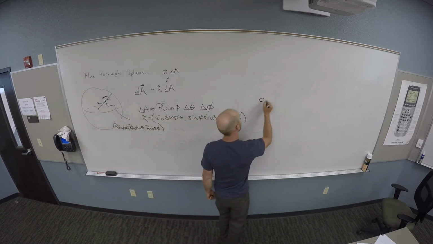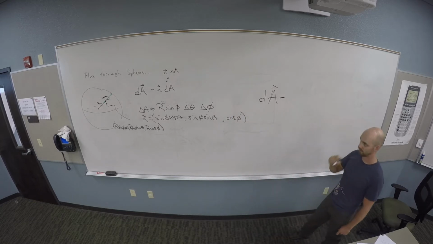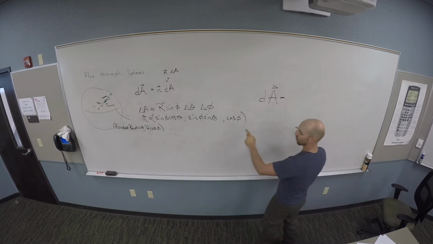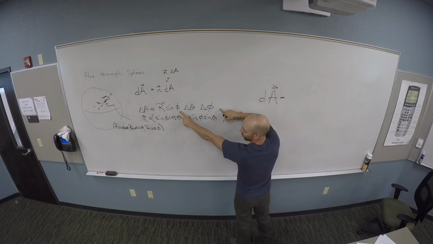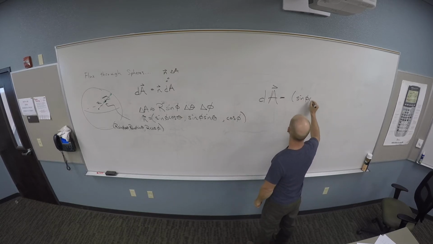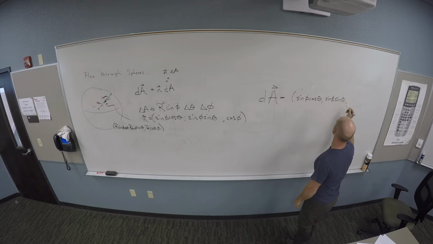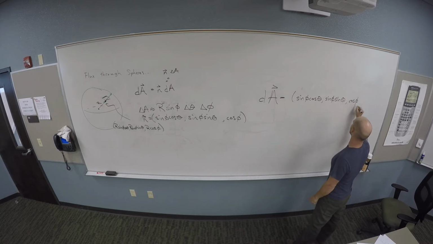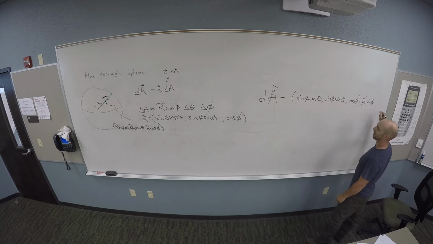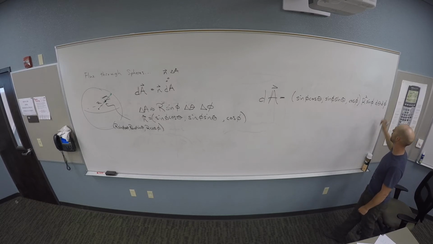So what's your d area thing now? Here's your take home. It's a whole mess, this whole normal vector and that whole delta area thing. You've got the vector sine phi cosine theta, sine phi sine theta, cosine phi, multiplied by r squared sine phi d theta d phi. Perfect.